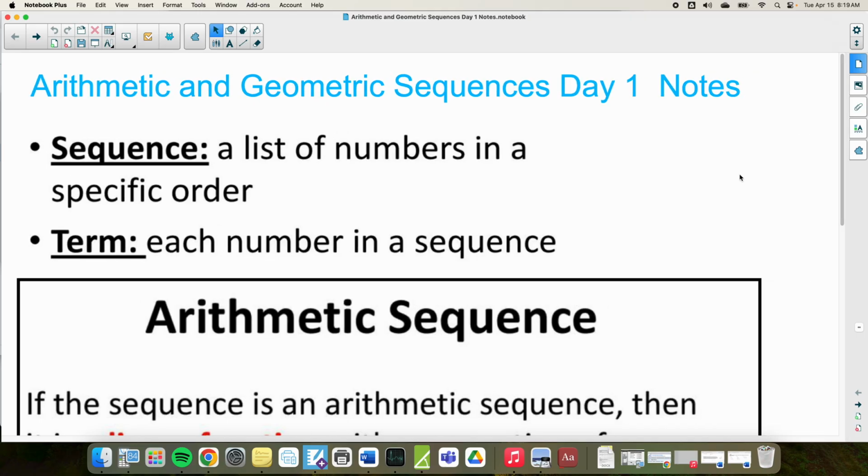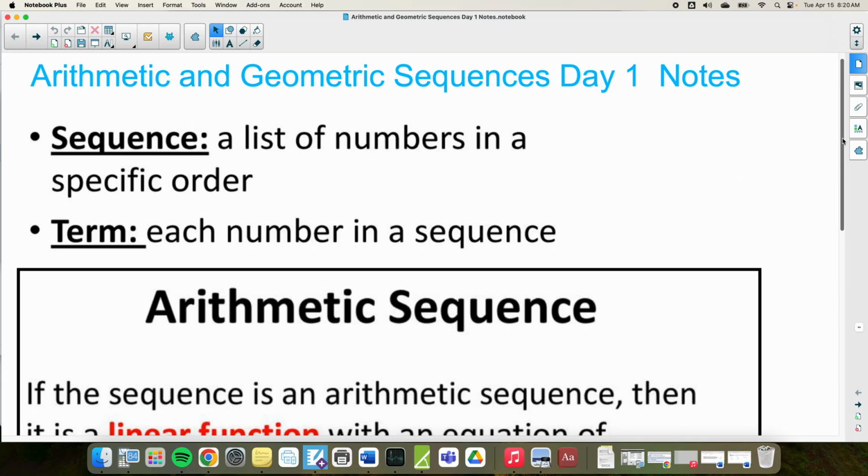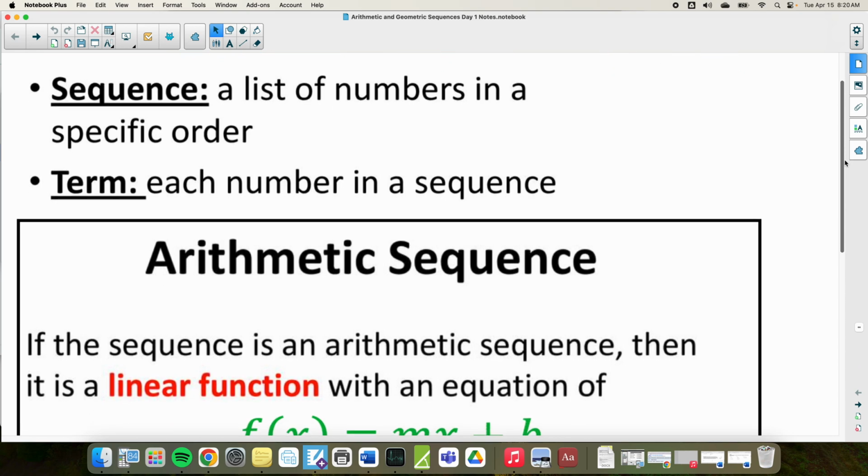All right. So today we're going to talk about arithmetic and geometric sequences. We'll do arithmetic, and then at the end we'll start geometric, and then tomorrow we'll finish that. This is something that I can almost guarantee will be on the test. Maybe one question of each, but I would say at least one question on this.